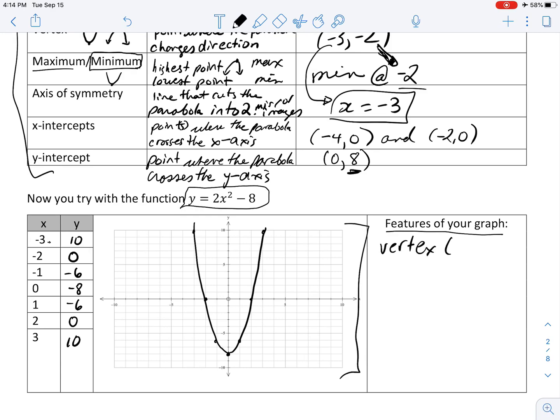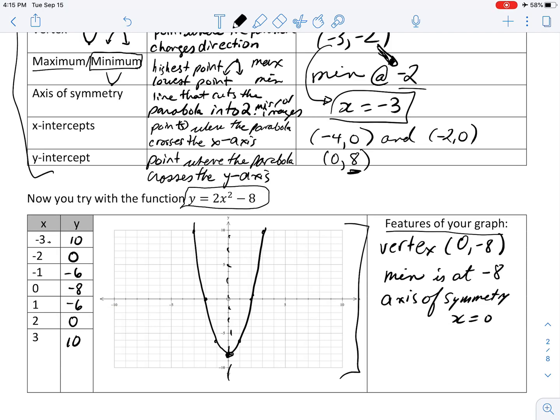I should find that the vertex was at 0, -8. That's this point right here. This one has a minimum, and the minimum is at -8. The axis of symmetry is the line x equals 0, which is actually just the y-axis right here. That would be the line I could fold this parabola along and have it line up perfectly.